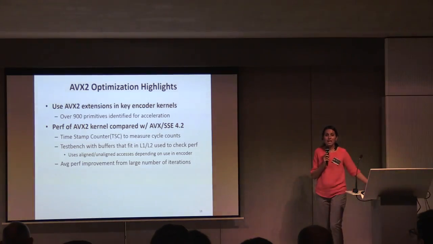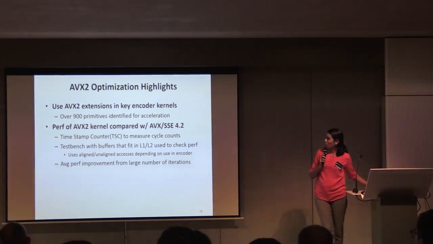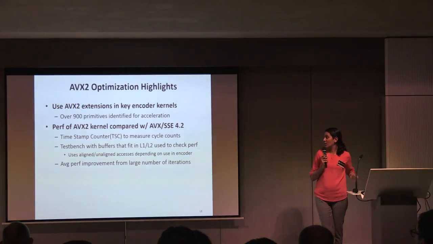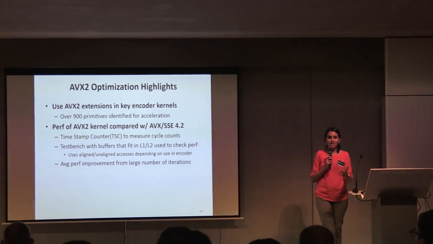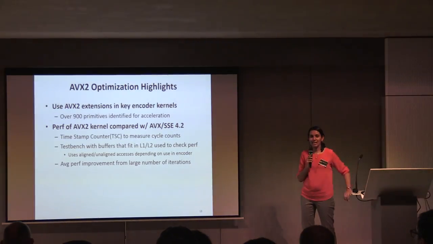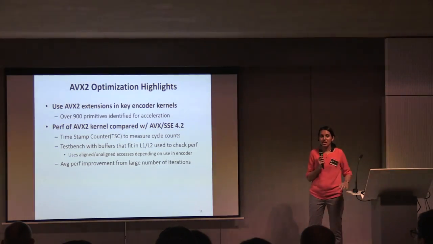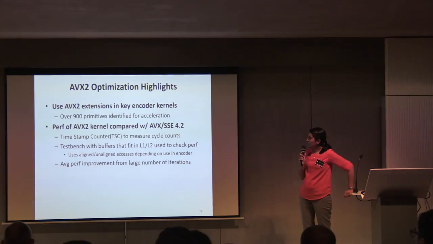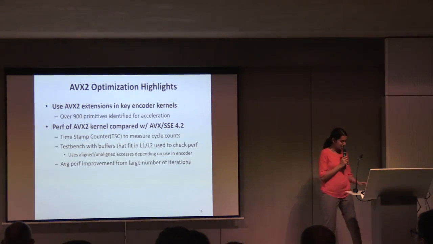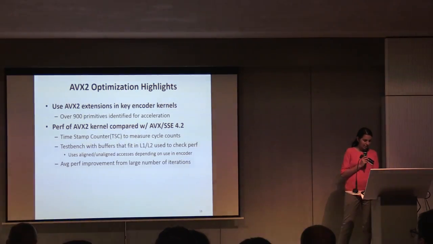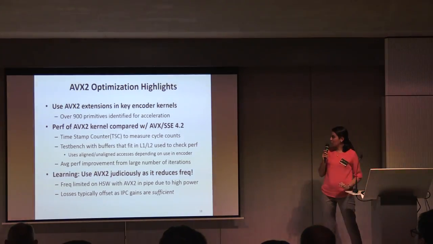AVX2 optimization. Over the last 1 year, we pushed in a bunch of code for AVX2. There were some primitives that the X264 team had helpfully provided for us, but we also had about 900 primitives that we had to accelerate by ourselves. And yeah, as expected, it did give a fairly good performance increase.